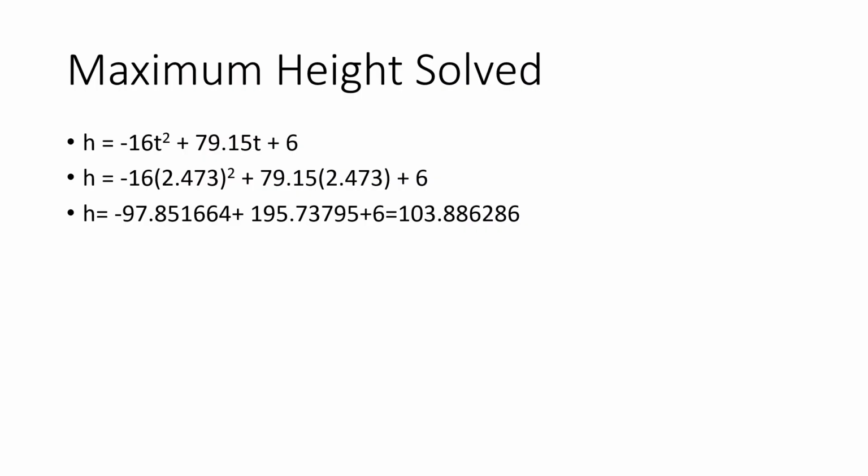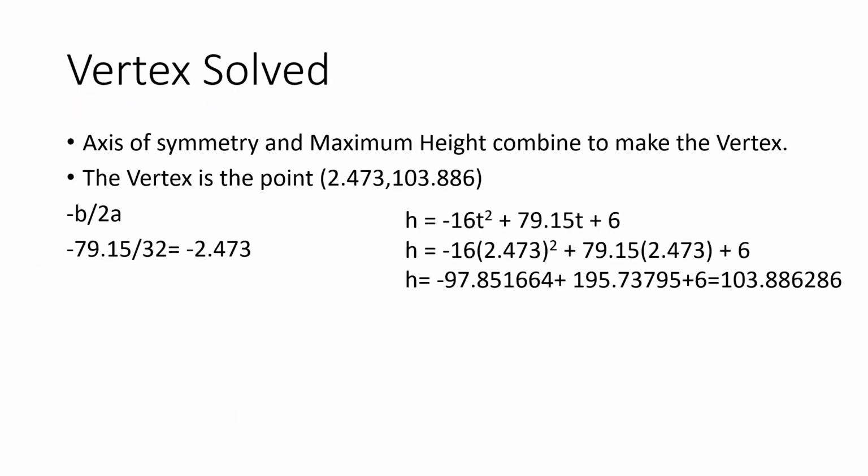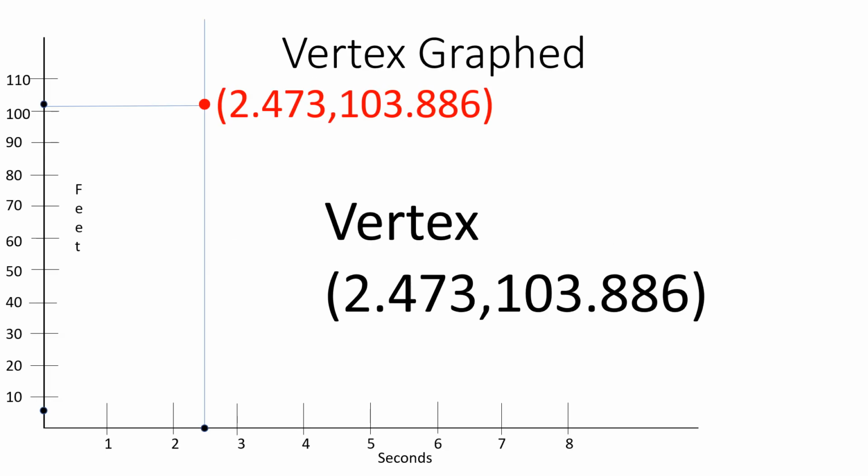Here is my work for the maximum height, which turned out to be 103.886. Here is the maximum height shown in red, which is the point 0, 103.886. Here's the vertex. Axis of symmetry and maximum height combined to make the vertex. The vertex is 2.473, 103.886. Here is the vertex shown in red on the graph.